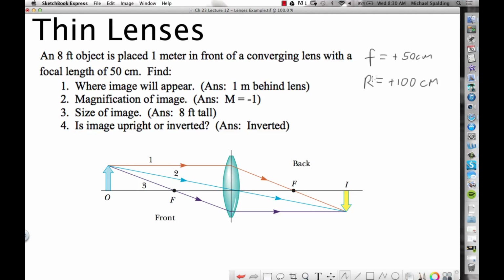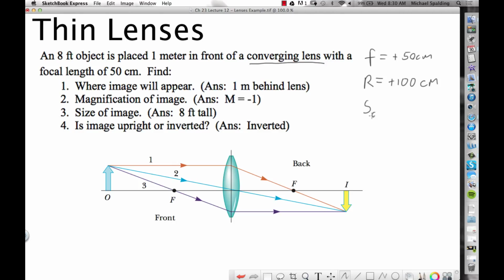Notice I made these positive, converging lenses have positive focal lengths. And if the problem you're doing is a diverging lens, they're not going to tell you it's negative. They're going to say this is a diverging lens, the focal length is 50, and you have to go, oh, diverging, make that negative. You have to know how to do the sign conventions.